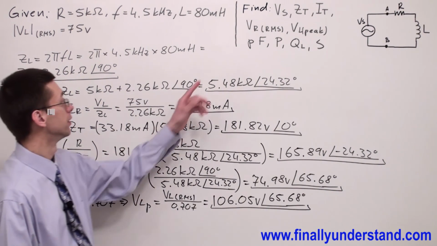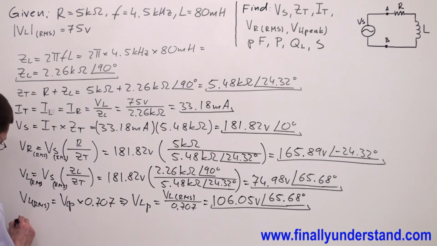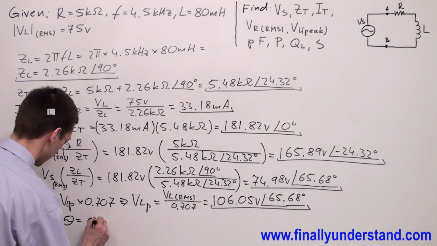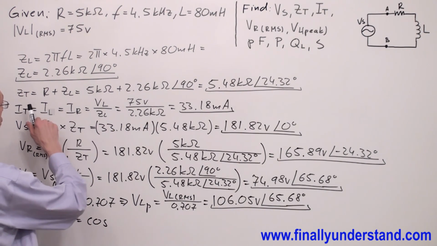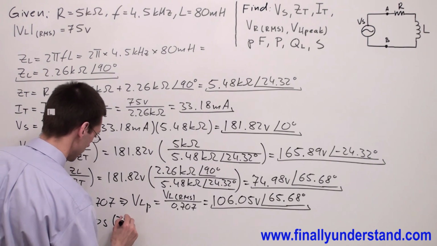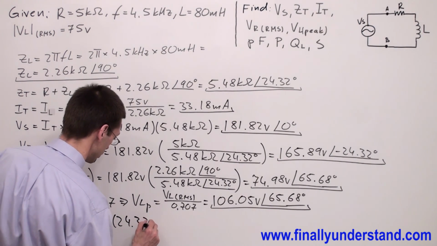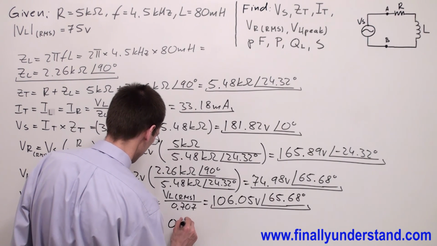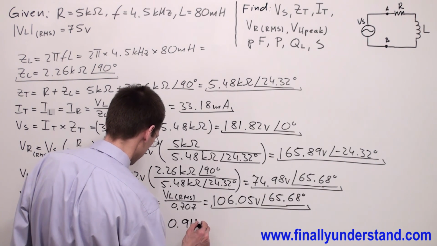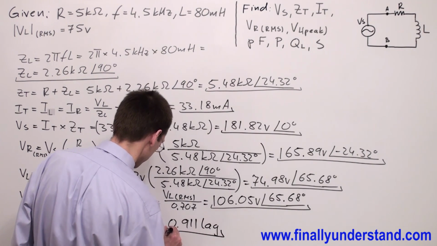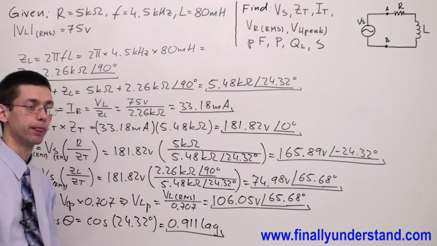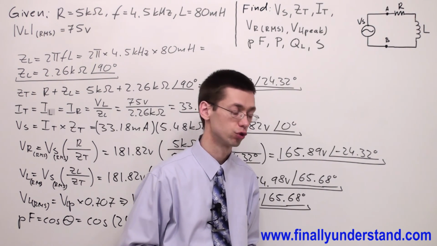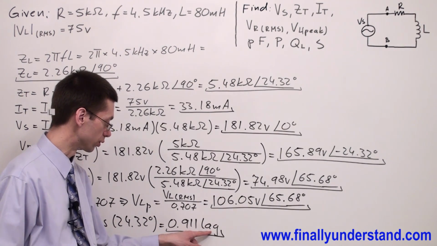Okay, so this is the voltage peak across the inductor. Next, we're supposed to find the power factor. Power factor is equal to cosine of angle theta. So this is equal to cosine of the angle which is next to Z total, 24.32 degrees. This is equal to 0.911. Okay, and we're supposed to add the word lag. Why? Because this is the positive angle, and because current in an RL circuit lags the voltage source.